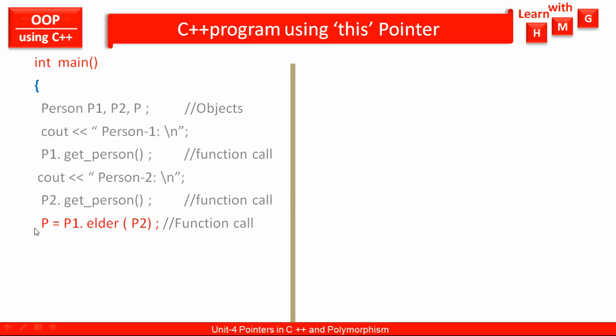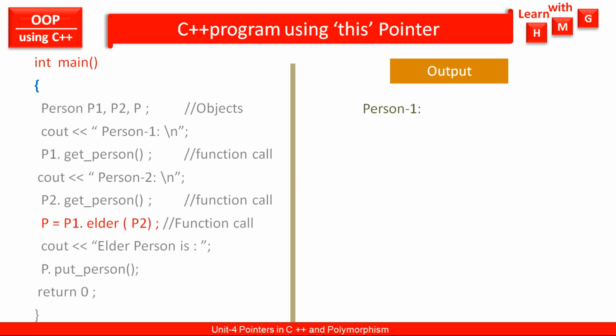Now let us display the result, that is the elder person. The elder person is p. So display the values using put person, like this, p dot put person. Here the p object is calling the put person function, which will display the name and age of the elder person, and in this way we end our main function with return 0, end of the function. So this is how to write a complete C++ program using the this pointer, in which there is a member function which returns the calling object. Let us see what the output of this program will be.